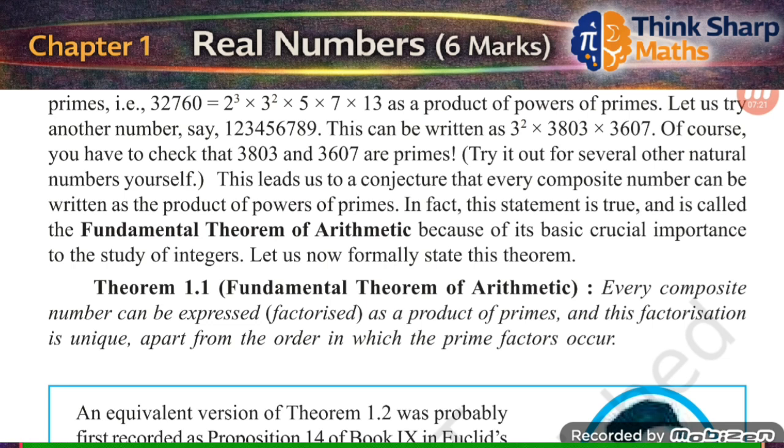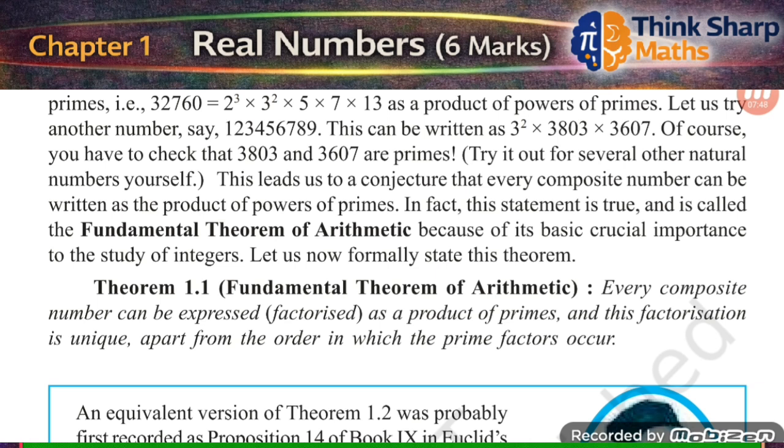The fundamental theorem of arithmetic says every composite number. Now what I told you initially, that natural number is not the correct word. So they say every composite number, and the smallest composite number starts from where? 4. So every composite number can be expressed, factorized, as a product of primes, and this factorization is unique apart from the order in which the prime factors occur.